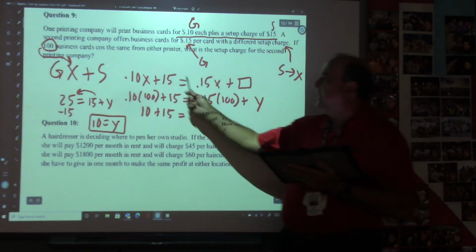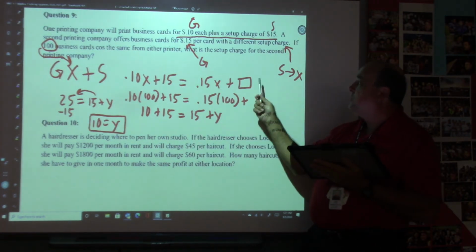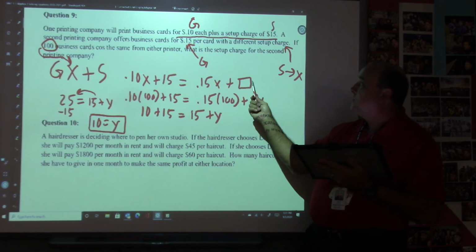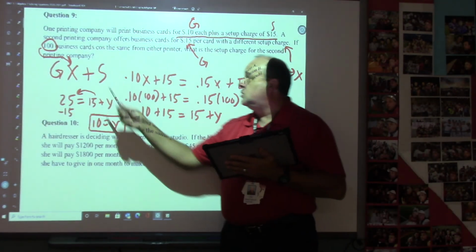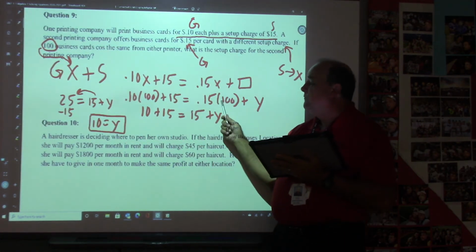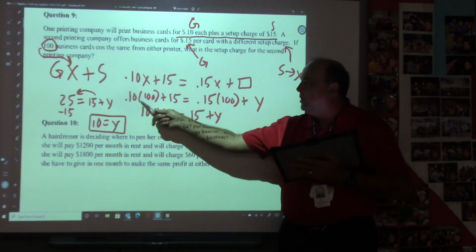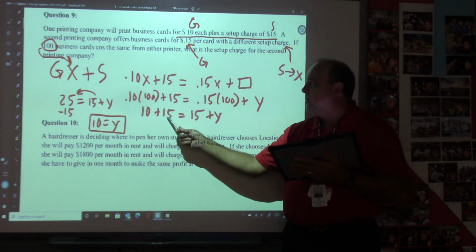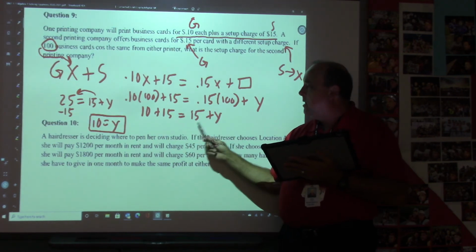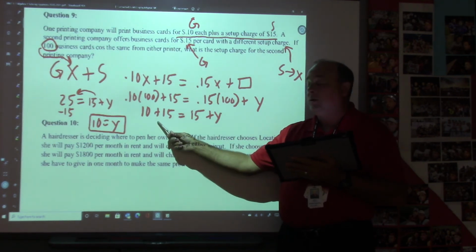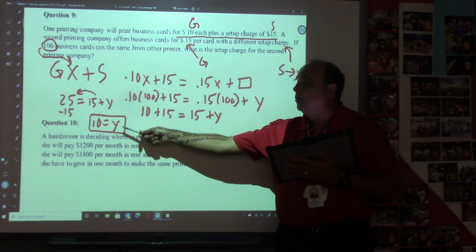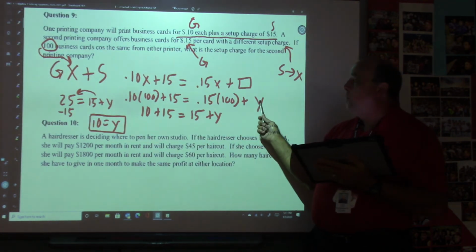Okay, so we're going to set up our gx plus s equations. We don't know the startup cost, but we know we're getting 100 business cards, so we're going to plug 100 in for x, and we're going to let this number be y. After we do the arithmetic, we get 10 plus 15 equals 15 plus y. Basically, the 15s cancel out, don't they? And you would get y equals 10. So this startup fee would be $10, wouldn't it?